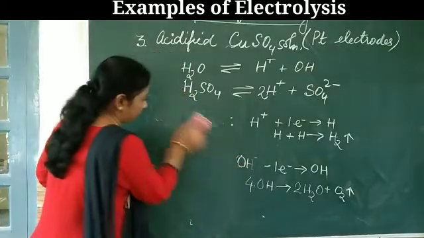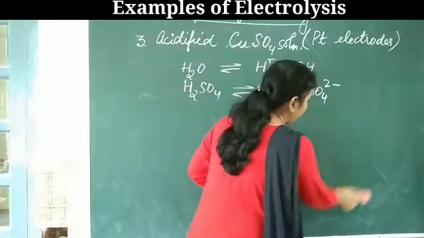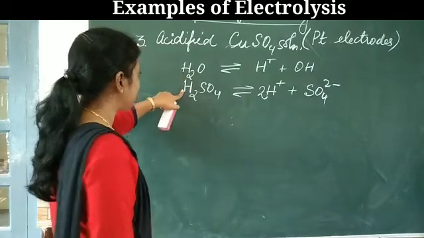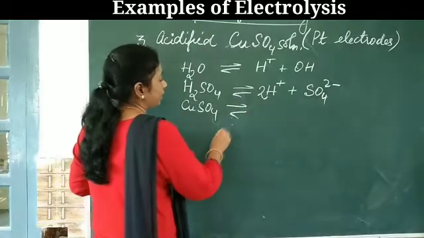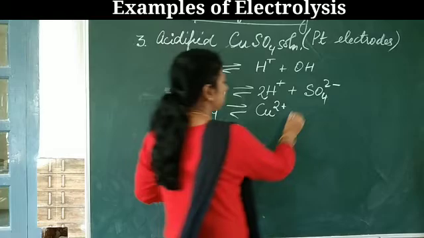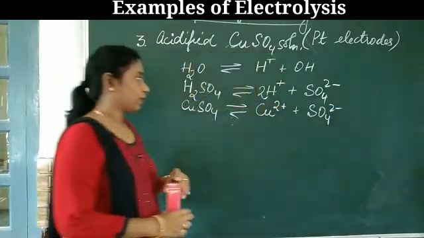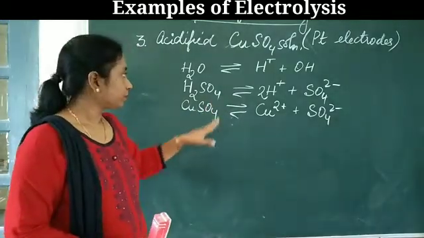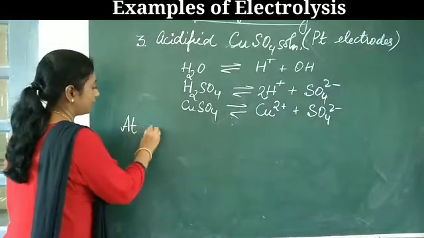3 different substances are there: water, acid and copper sulfate. And how will copper sulfate dissociate? Cu2+ and SO4 2-. Now what will happen? Let us see at the cathode.